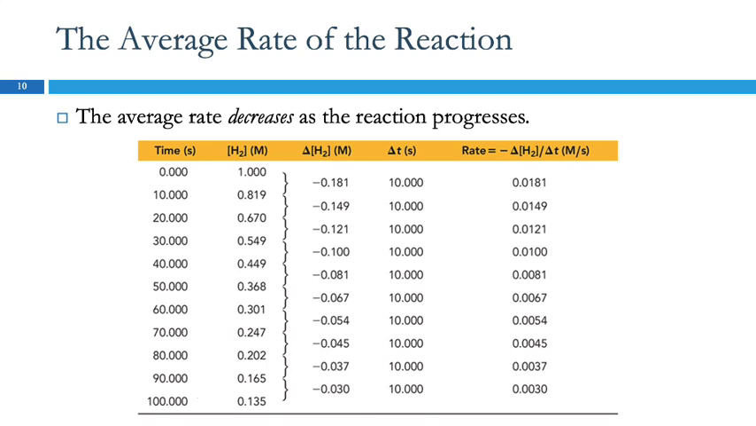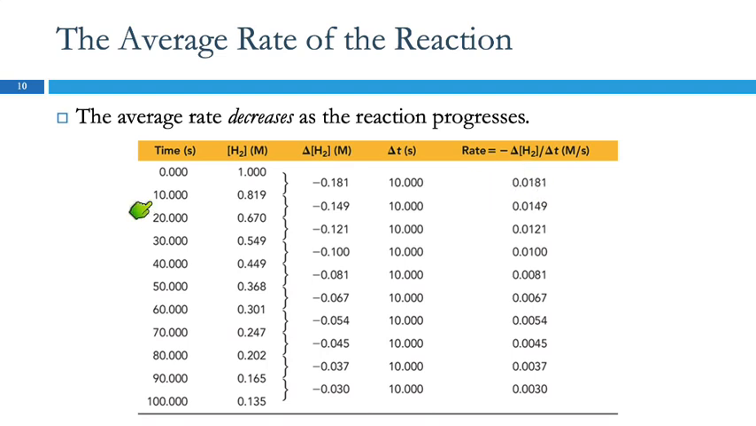In order to do the actual instantaneous rates, we would have to draw tangent lines all over the place, and nobody wants to do that. We can also look at what's called the average rate. So in this time period, 0 to 10 seconds, we can say, well, what's the change in H2? And divide by the change in time. And so that's negative 1.81 divided by 10, and we get this as our reaction rate.